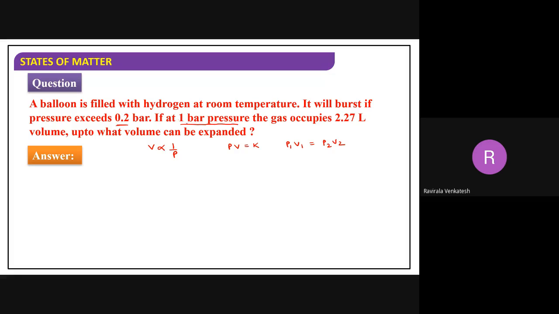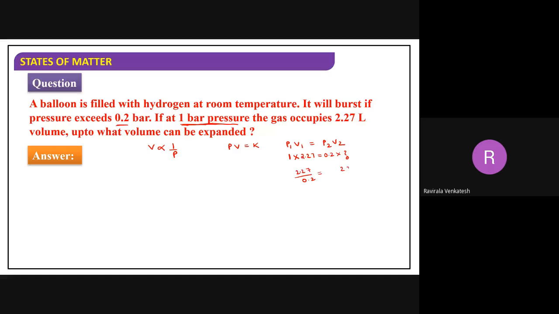This is actually normal, not in the balloon. So normally what happens, you take it like this. If 1 bar pressure, the gas occupies 2.27, so I am taking this 1 bar and volume 2.27. Now pressure how much here? 0.2, P2. And what is the volume we are calculating? Now send this 0.2 over here. So 2.27 by 0.2.